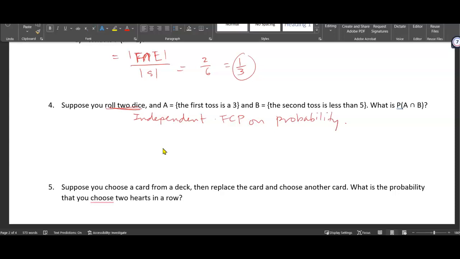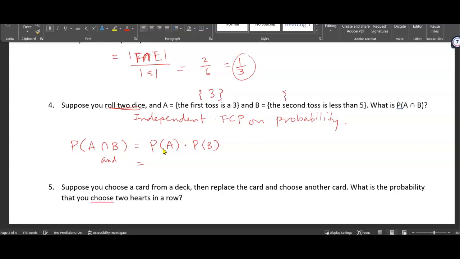Okay, so this one is asking you for the probability of A and B, right? So multiplication applies when it's an and. If it's independent, it's easier, so it's just the probability of A times the probability of B. Then we can use the fundamental counting principle on probability, right? So the first one, how many out of the 6 choices for the die is a 3? You only have 1, that's 3.